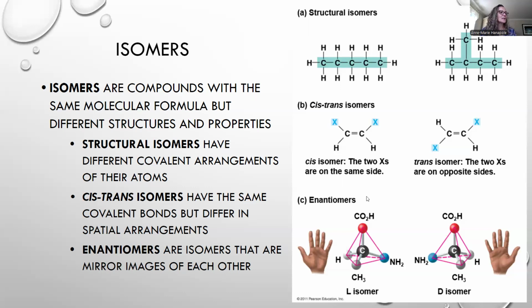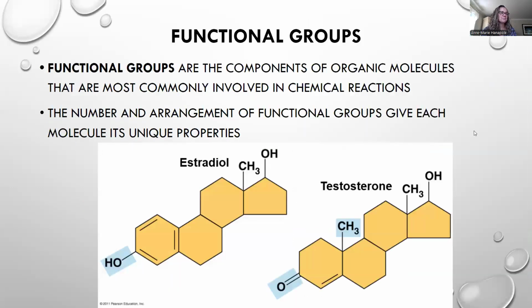And then enantiomers, again, they've got the same molecular formula, but they are arranged differently. So if you look at your left hand and your right hand, they look very much the same, but they function differently because they are mirror images of each other. So if you are right-handed, it's very difficult to write with your left hand, and vice versa, because your left hand and your right hand are not exactly the same. So they function differently, even though they look the same. And so those different isomers are just going to have different functions.